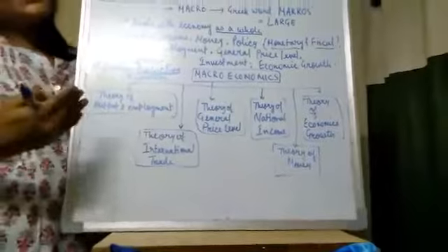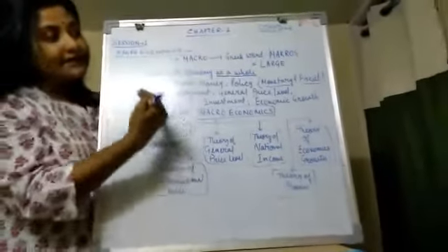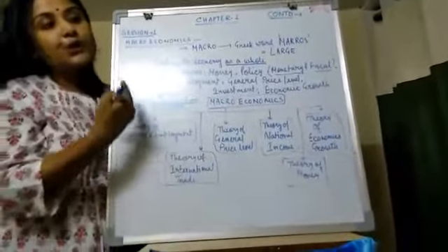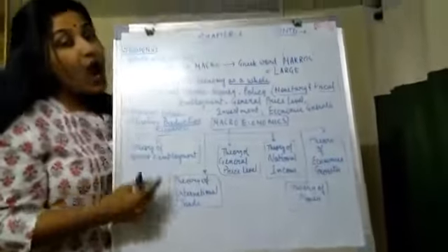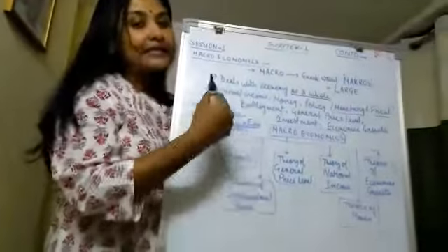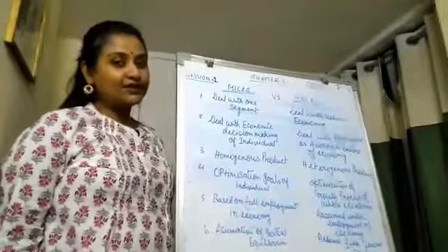Now students, we will go in the next session to another part. Two parts are remaining in this chapter: one is the difference between micro and macro, and the other is the interdependence between micro and macro. See you in the next session.